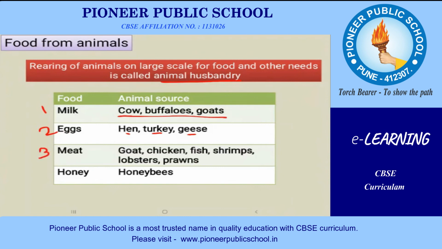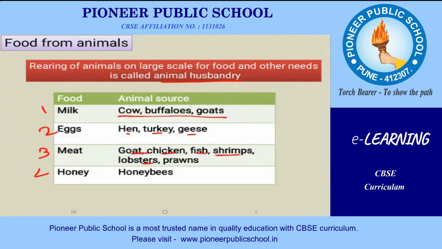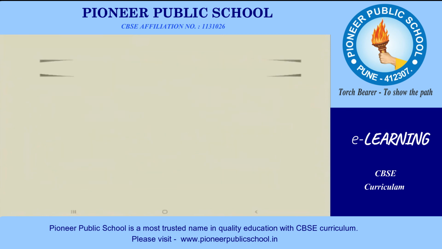People use goat and chicken for meat, and some people eat seafoods, that is fish, shrimp, lobster, prawns, etc. Also, we have here the fourth product, that is honey. Honey is sweet in taste and we all love honey. And this honey we obtain from honey bees. So, dear students, we have covered all the points from food production and management.